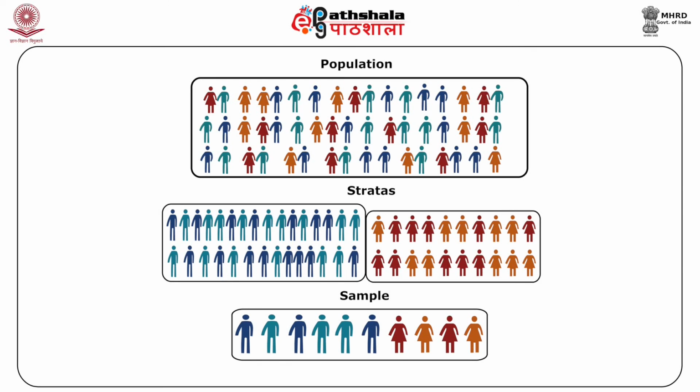Stratified random sampling. Stratified random sampling involves dividing a heterogeneous population into homogeneous groups, known as strata. Subsequently, a simple random sample is drawn from each stratum, and these are combined to form the required sample from the population. Proportionate and non-proportionate.